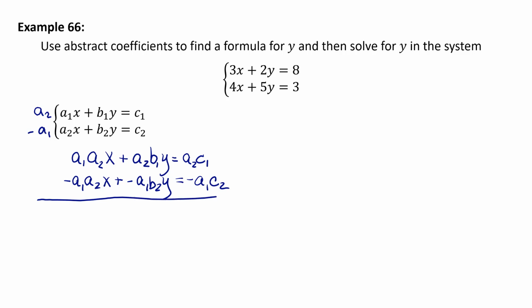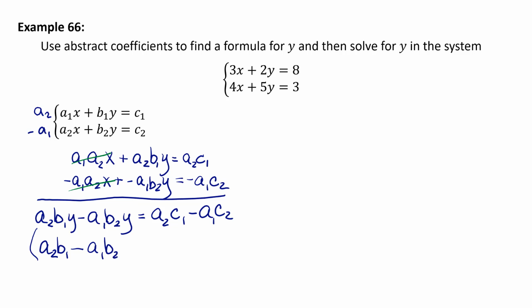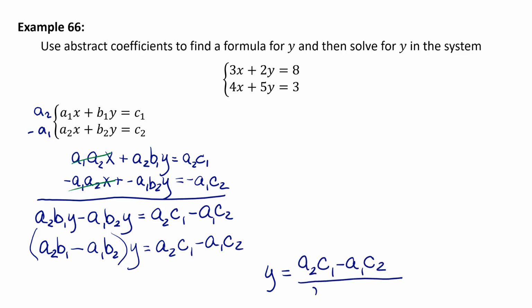And then we'll add the two equations together, and the x's will cancel, and we'll end up with a sub 2 b sub 1 y minus a sub 1 b sub 2 y is equal to a sub 2 c sub 1 minus a sub 1 c sub 2. Then factor out the y, and then divide both sides. And you get y equals a sub 2 c sub 1 minus a sub 1 c sub 2 over a sub 2 b sub 1 minus a sub 1 b sub 2.